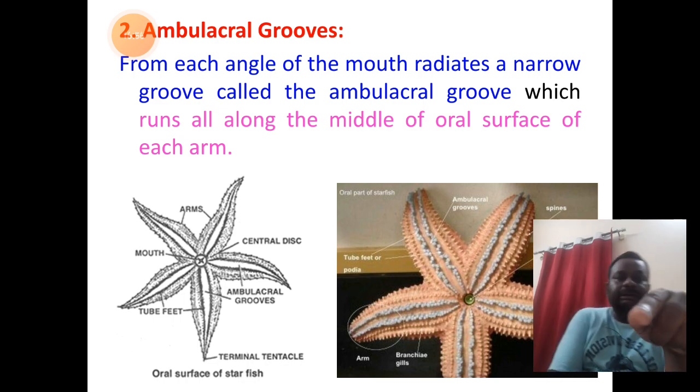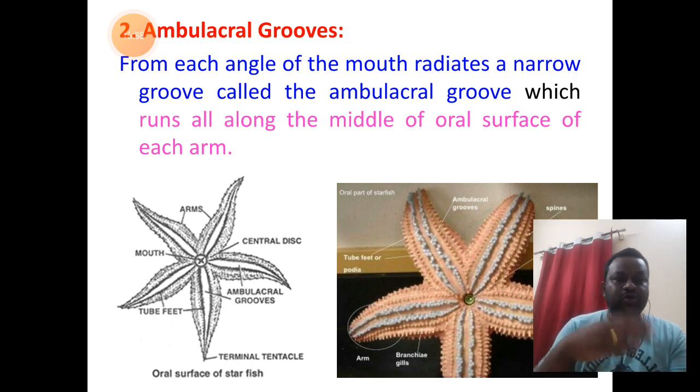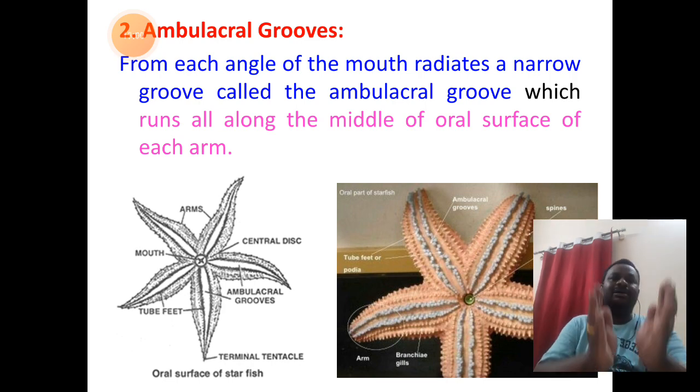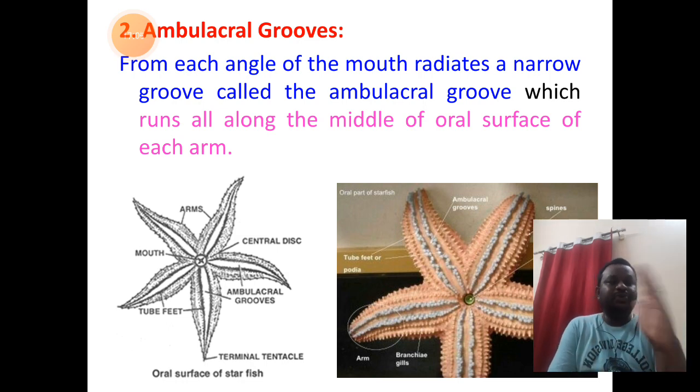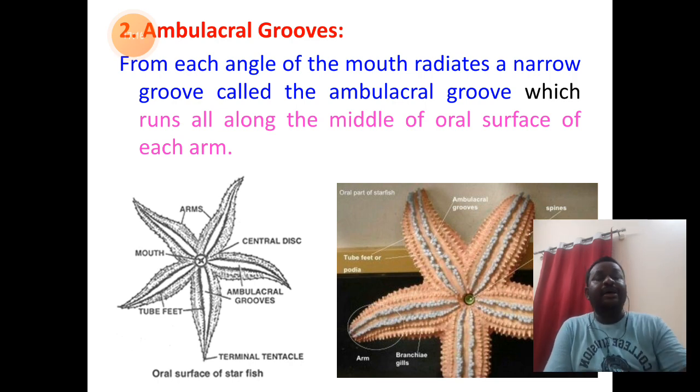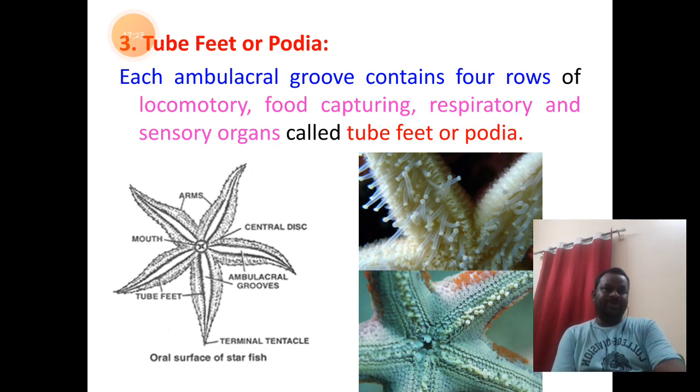Exactly here in the picture, you can find towards the left side the grooves referred to as ambulacral grooves, and towards the right side you can find a white parallel ridge pattern which is seen as a groove structure, which we call the ambulacral groove. So the mouth will continue within the arm. The groove structure is called the ambulacral groove. The next important part is the tube feet or podia.